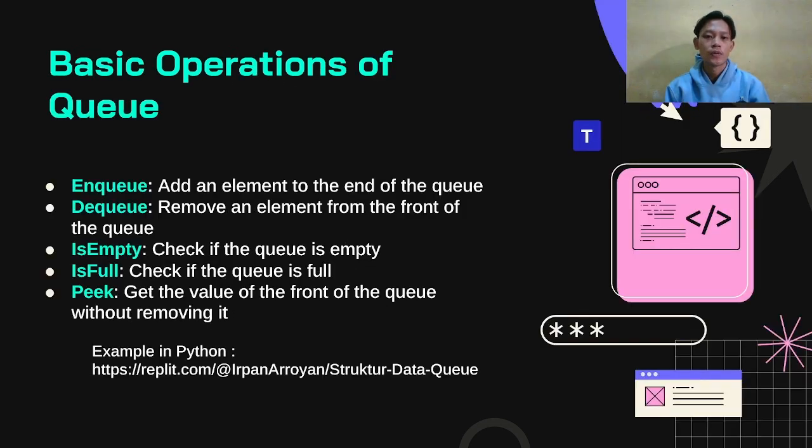Basic operations of queue. Enqueue: add an element to the end of the queue. Dequeue: remove an element from the front of the queue. Is empty: check if the queue is empty. Is full: check if the queue is full. Peek: get the value of the front of the queue without removing it. This is a sample in Python.